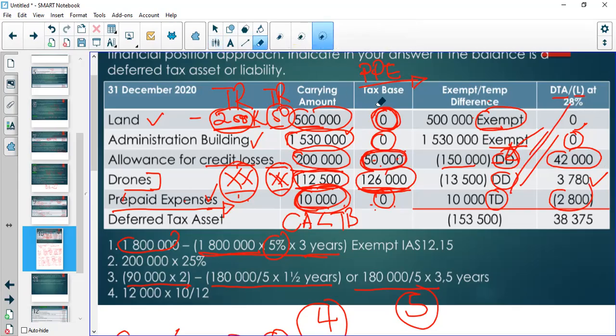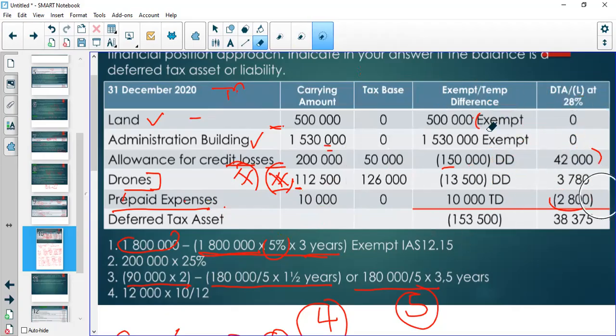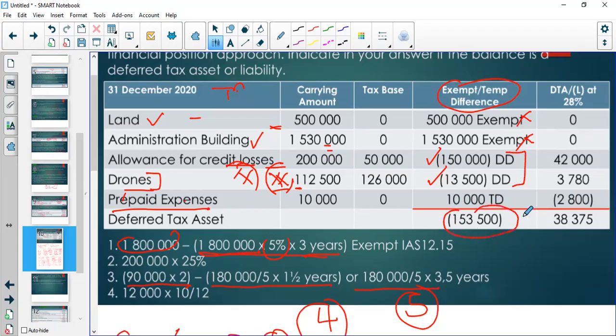So eventually now we have to add up everything. We say, okay, we are done. What we are going to do in this column is add up all the temporary differences. We leave the exempt ones out. So we have 150,000, right? Then I'll add 13,500. So these are the amounts, this amount and that amount. Then we deduct 10,000. So we don't mix up the taxable and deductible differences. We combine those two and see which one is the bigger one. In this case, the deductible is the bigger one. So the difference here, 153,500, is a deductible temporary difference. And then the tax rate is going to give us 28% of that.